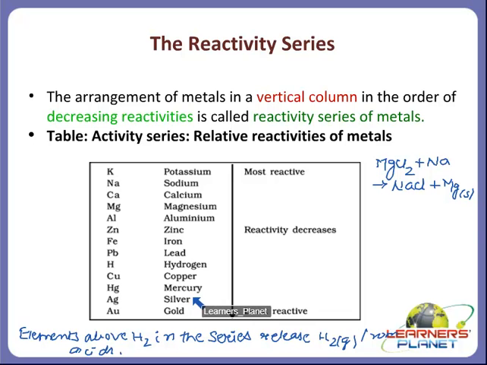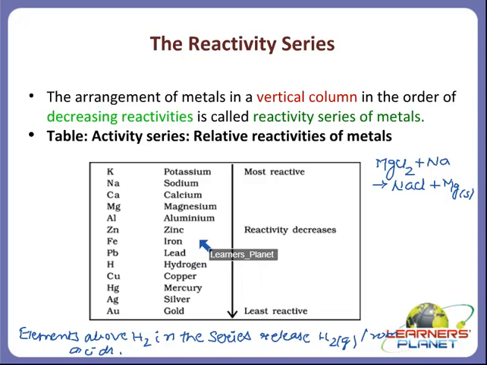My point is clear? So, you don't think that you need to mug up the series. You just remember the first few elements, that is potassium, sodium, calcium, magnesium and aluminium. That's it. And the last ones, that is copper, mercury, silver and gold. These are the least reactive. They will not release hydrogen from acids or from water. The more reactive ones will release hydrogen from acids and water with a large amount of heat, right? Till magnesium. Those after will release hydrogen but they will not release heat.